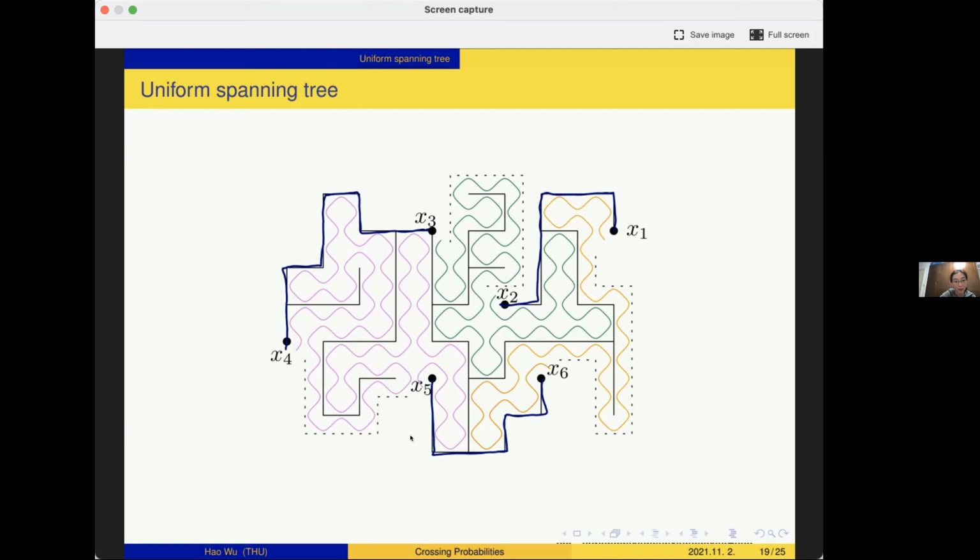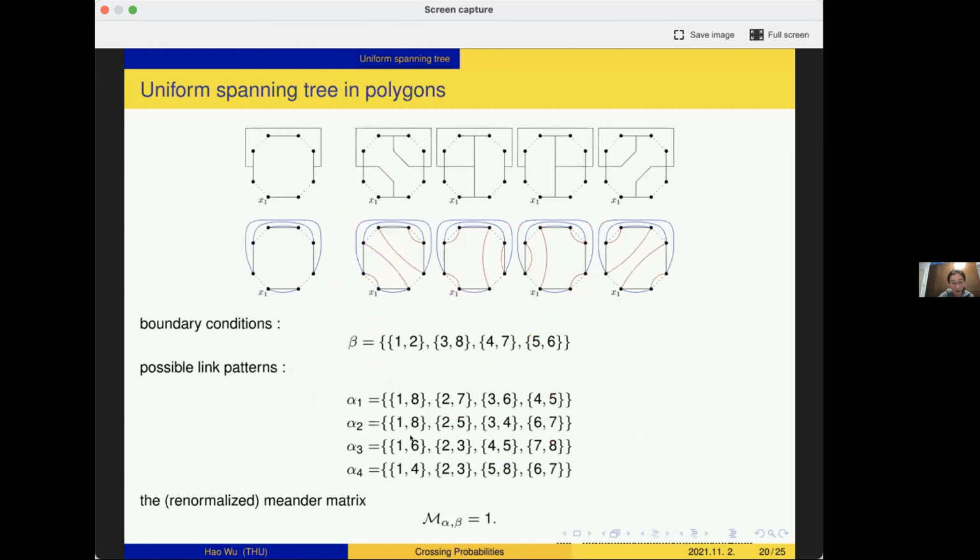And here we see that we can also draw the Peano curve, the same as before. It starts from x1, ending somewhere. In this picture, it ends up at x6, and another curve starting from x2 goes somewhere. In this case, it ends up at x3. And here is a curve starting from x4, and finally it ends up at x5. So in this picture, we have 3 Peano curves, and they connect the 6 marked points and form a planar link pattern. And now we want to ask, what is the probability for each planar link pattern?